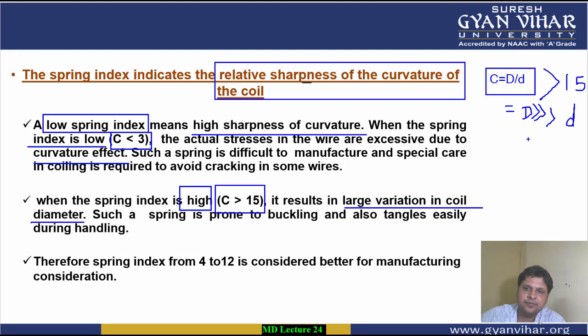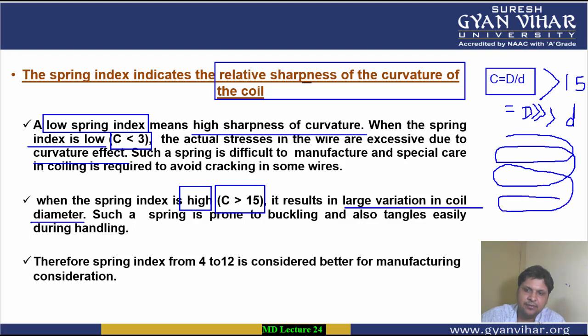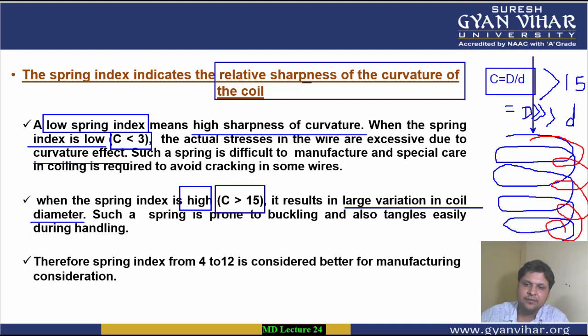This means that the coil you are making has a very large diameter, and the wire which is used to make this spring has a very small diameter. And what will happen whenever you apply a load on such a spring? Students, you will find that this spring can get buckled. Buckled means it can lose its path and might get tangled with each other.